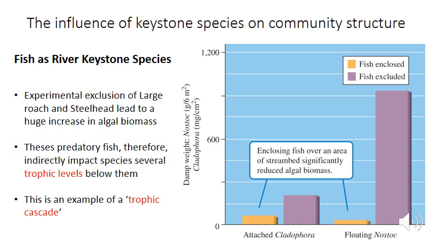So these large predatory fish are having an indirect effect on species several trophic levels below them. And this is an example of a trophic cascade, this idea that if you remove, say, an apex predator, that's going to have an impact at every trophic level below that species.